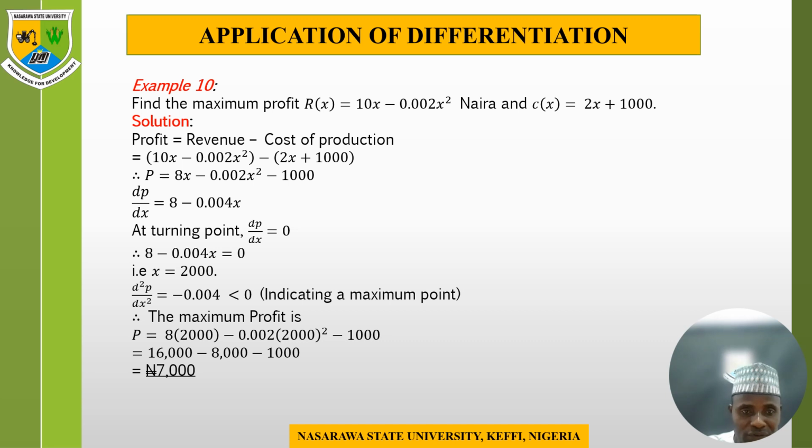So for the maximum profit, x is given to us to be this. When you simplify now, we have 7,000 naira to be the maximum profit.